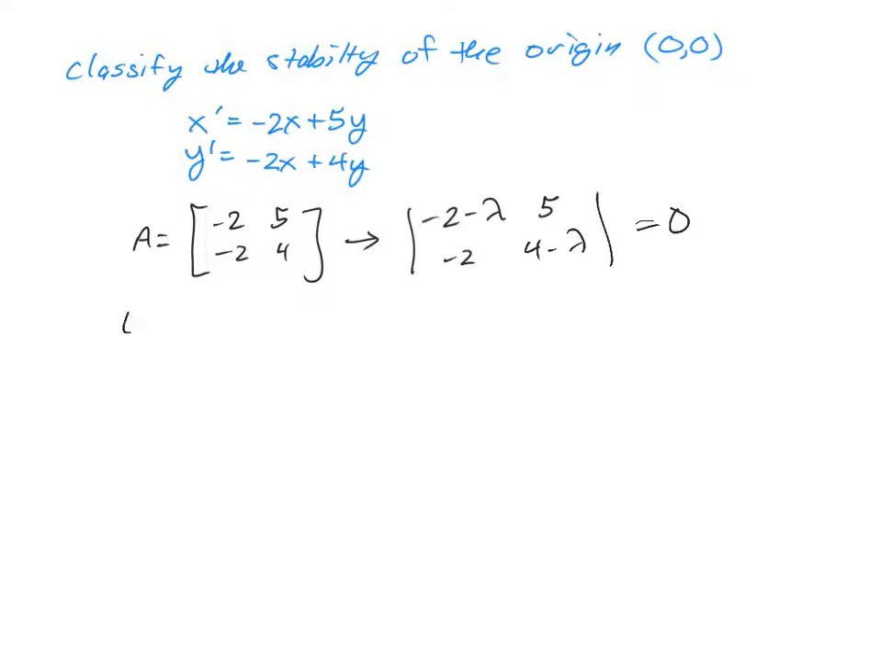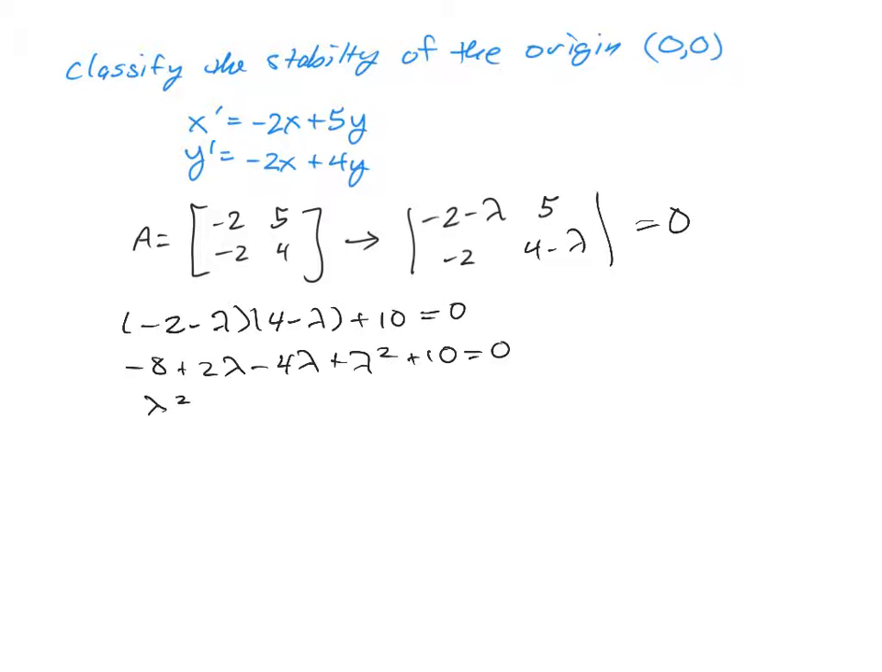So that's going to give us (-2 minus lambda) multiplied with (4 minus lambda) plus 10 is equal to 0. That's -8 plus 2 lambda minus 4 lambda plus lambda squared plus 10 is equal to 0. That's lambda squared minus 2 lambda plus 2 is equal to 0. And then we can solve this by completing the square since it's not factorable.